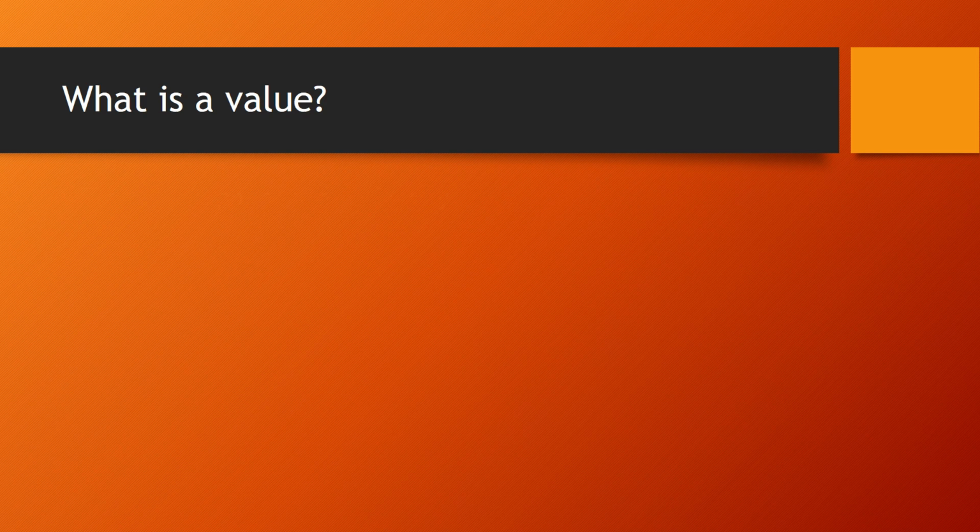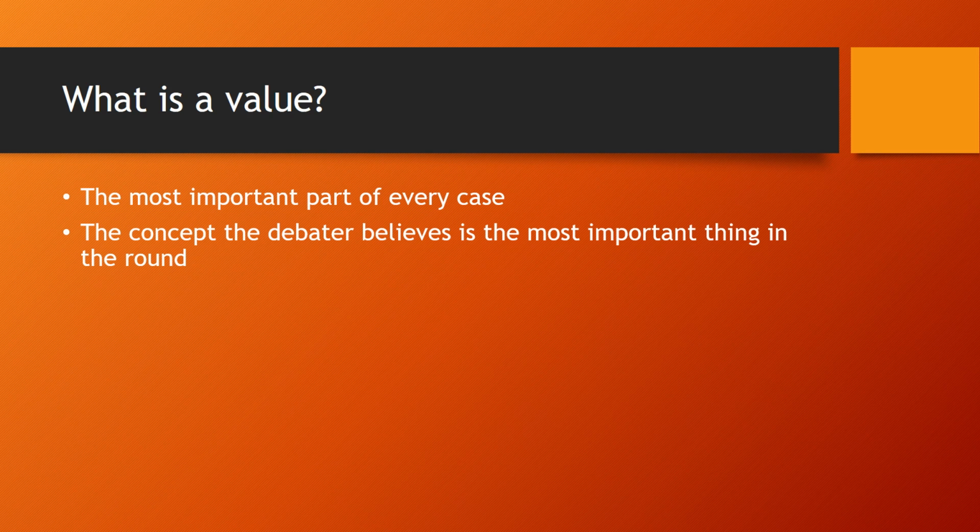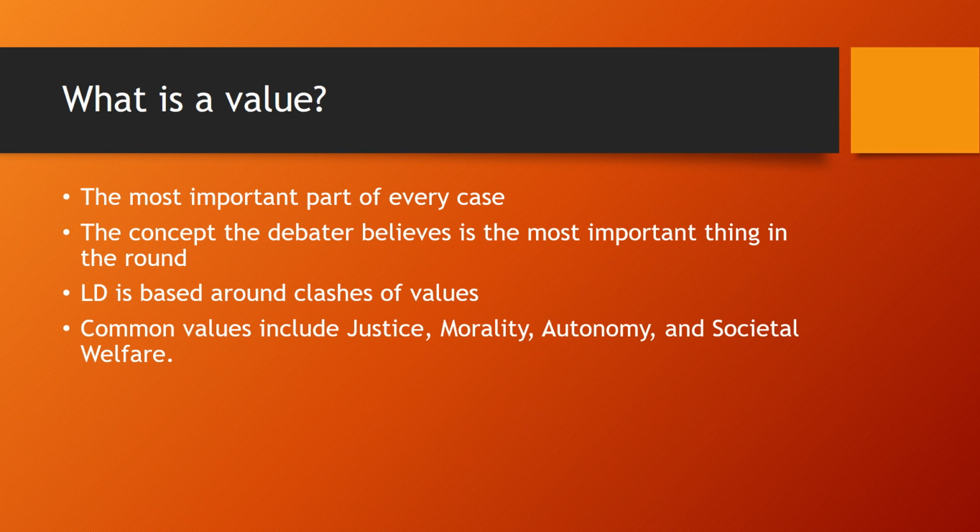The value is the most important part of every Lincoln-Douglas debate case, and it's the concept that the debater believes is the most important thing in the round. Lincoln-Douglas is based around a clash of these values, and we explicitly state the value at the beginning of our case to ensure there is a clash around these values. It's another argument debaters make. Common values in debate rounds include justice, morality, autonomy, and societal welfare.